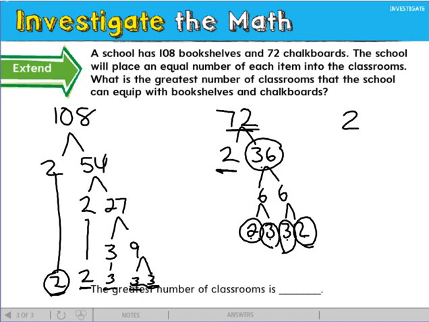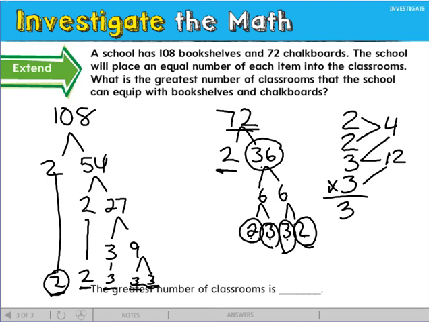So 2 times 2 times 3 times 3. 2 times 2 is 4. Okay? Times 3 is 12. Times 3 is 36. So my greatest common factor is 36. Okay?